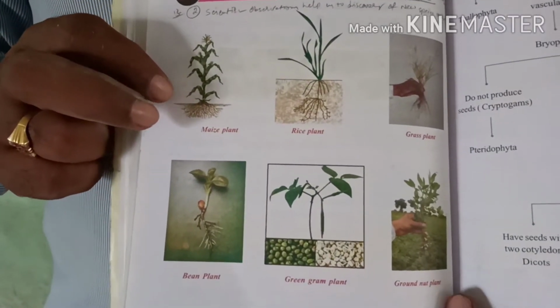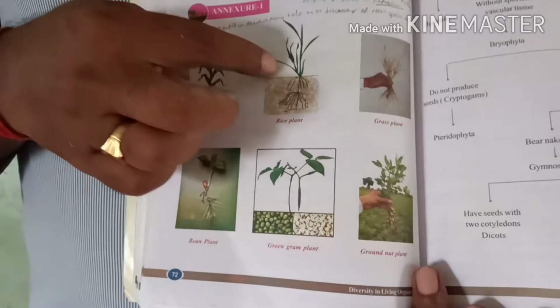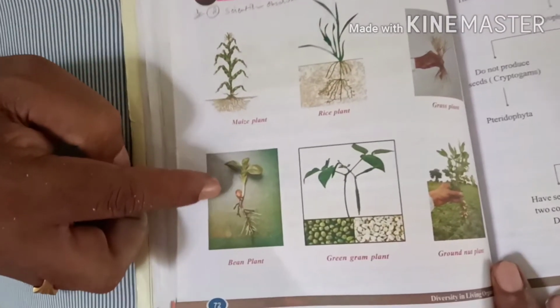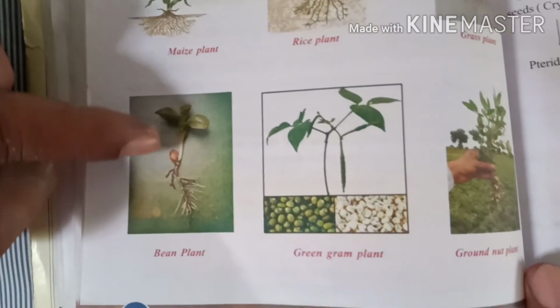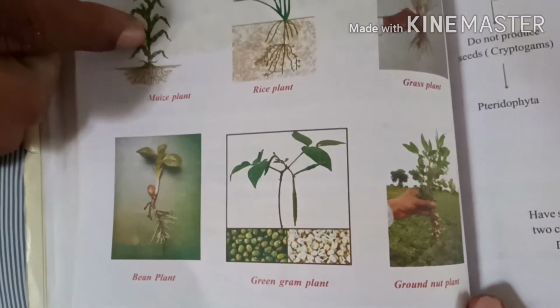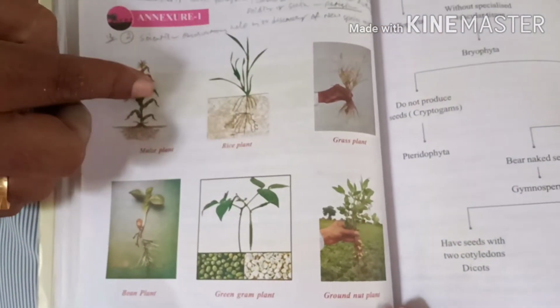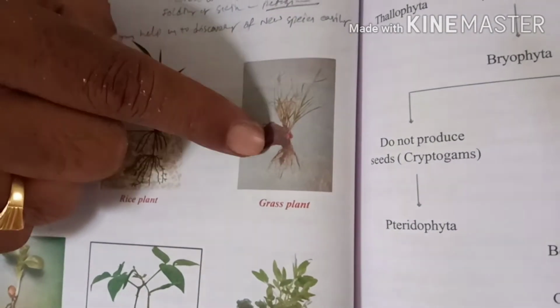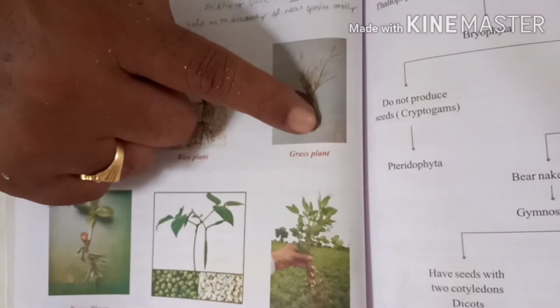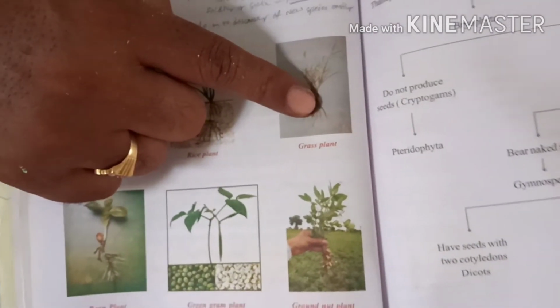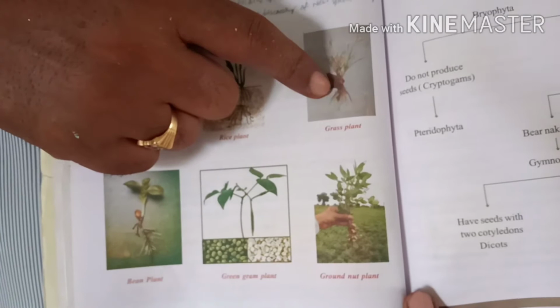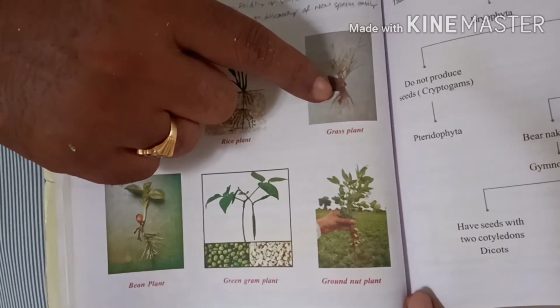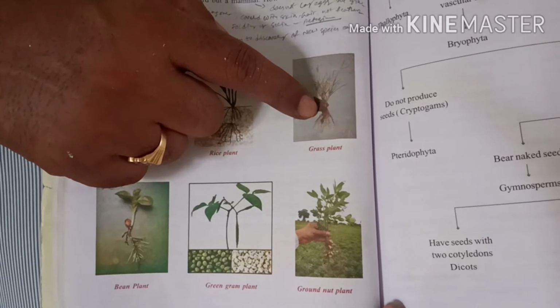These are the root tips. For example, this is a bean seed; these are called dicotyledons. These grass plants are called monocotyledons. While observing monocotyledons like grass plants, the grass has lateral meristems. So apical meristem and lateral meristem were present, but the intercalary meristem is absent in the root tips.